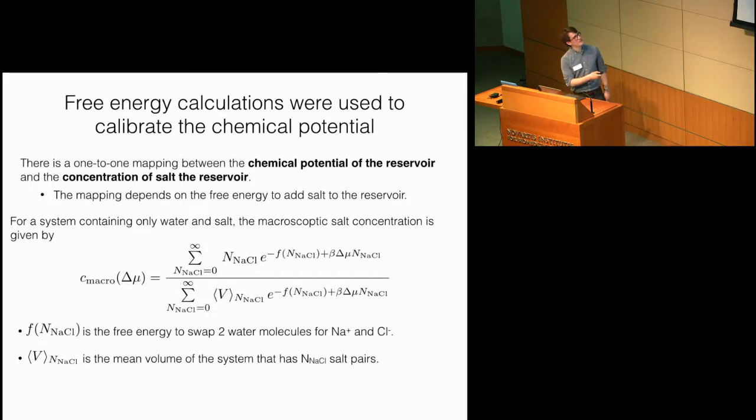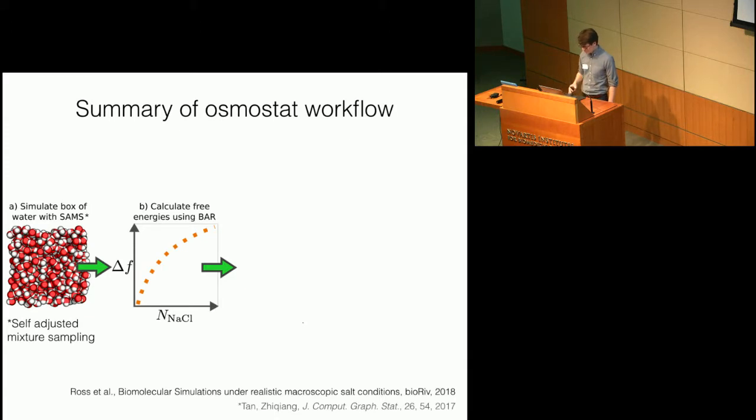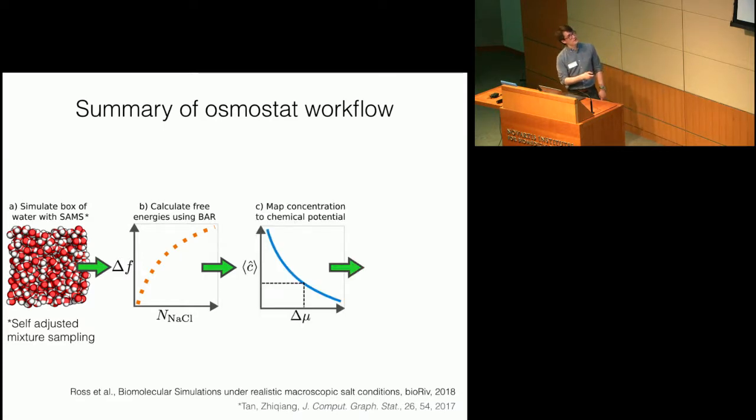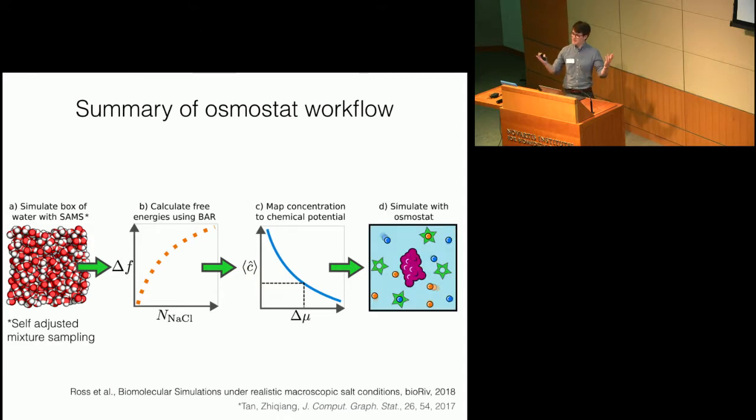So to calibrate the chemical potential, we have to calculate these for a number of different salt pairs. The basic workflow goes like this. We do self-adjusted mixture sampling to calculate different salt concentrations for a range of different parameters, and we calculate the free energy to insert or delete salt based on the non-equilibrium work. And based on the resultant curve, we can say, oh, I want to simulate at 200 millimolar, and you just read off the chemical potential you want, and then you've got yourself an osmostat when you apply it to simulation.